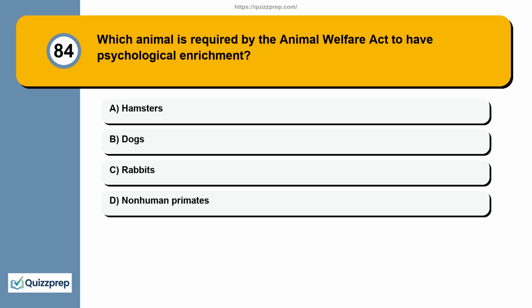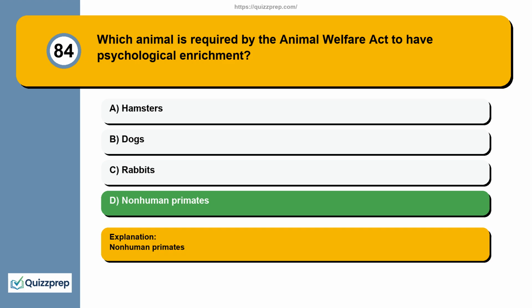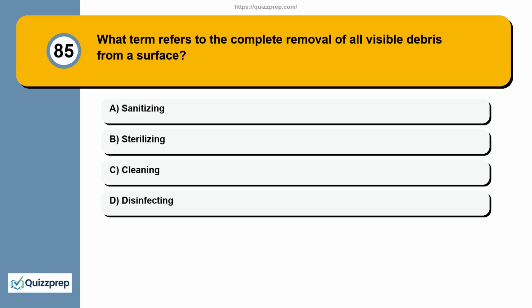Question 84. Which animal is required by the Animal Welfare Act to have psychological enrichment? Option A, hamsters. Option B, dogs. Option C, rabbits. Option D, non-human primates. The correct answer is option D, non-human primates.